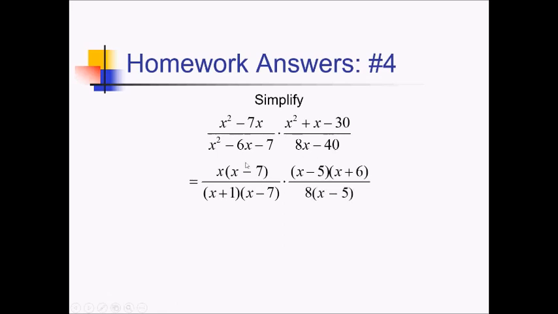So let's see here. These x minus 7s can go away. I can also cancel out these x minus 5s. Anything else? Doesn't look like it. So we have an x parentheses x plus 6 in the numerator. And in the denominator, we have an 8 parentheses x plus 1.